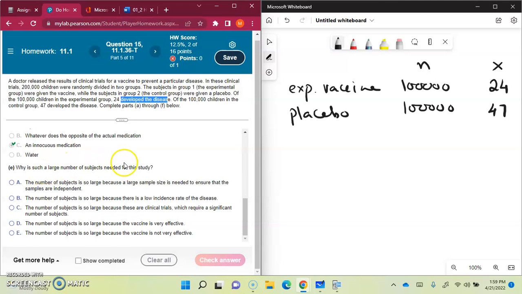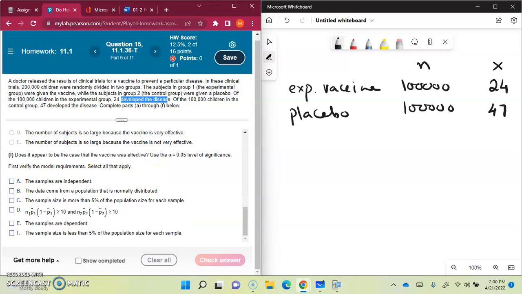Why is such a large number of subjects needed for this study? Let's read through the options. The number of subjects is so large because a large sample size is needed to ensure the samples are independent. That's not true. We need smaller samples to make sure they are independent. The number of subjects is so large because there is a low incidence rate. I think this is the possible answer. The number of subjects is so large because these are clinical trials, which require a significant number of subjects. The vaccine is very effective? We do not know that. We do not know anything about vaccine efficacy. Okay, so that is the correct answer.